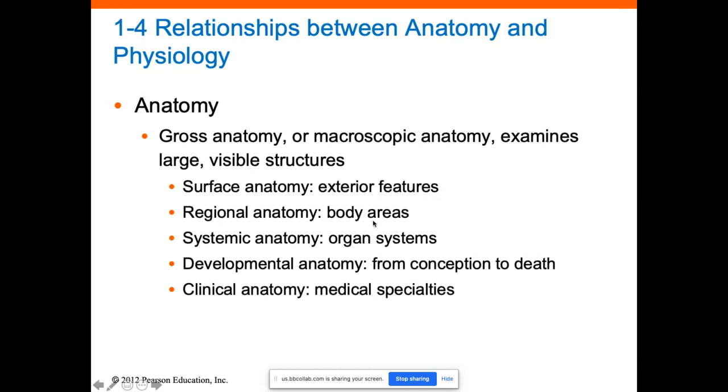Regional anatomy is the body areas. Like maybe someone is a shoulder specialist, only dealing with the shoulder region, like a shoulder orthopedist, or someone is a hip orthopedist. Then there's systemic anatomy. Well, maybe I am a cardiac surgeon. I just deal with the heart. Or I'm a cardiovascular surgeon. Now I deal with the heart and the blood vessels. There's developmental anatomy, which deals with everything from sperm and egg coming together at the time of conception to death. And then there's clinical anatomy.